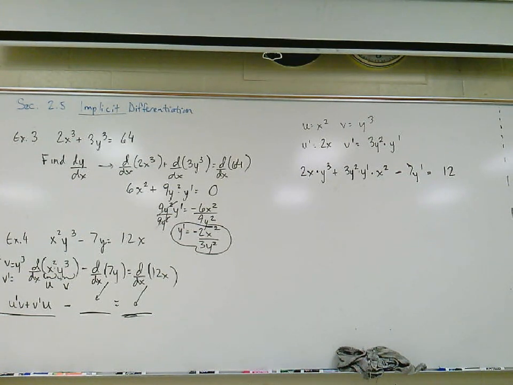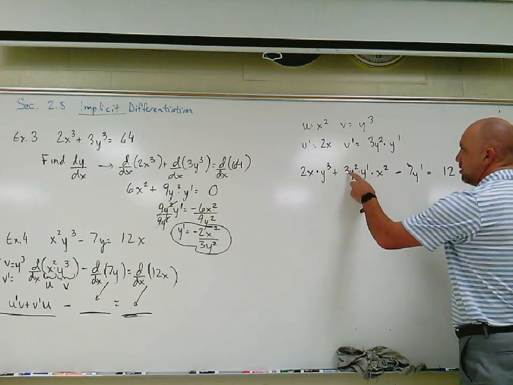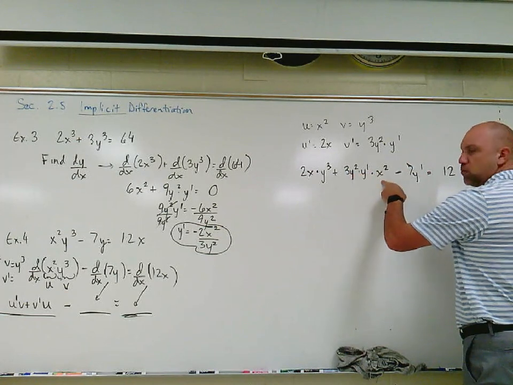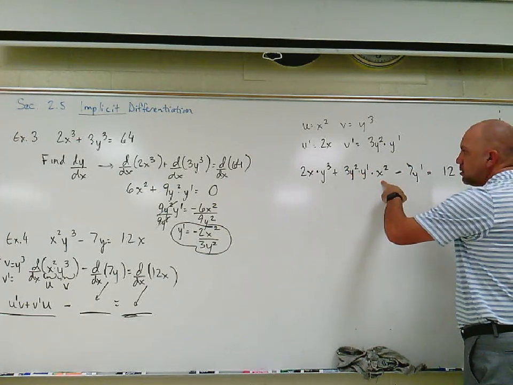And I'll tell you this, I usually write x then y when I'm multiplying x then y prime. So for instance, on this one, I'm going to change it here in a second: 3x squared y prime.